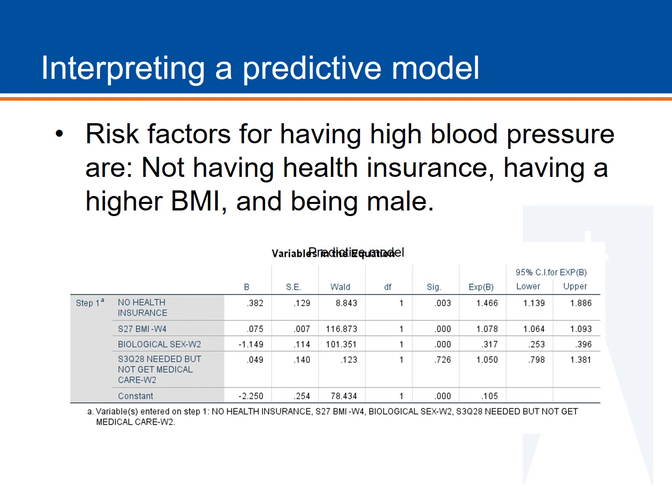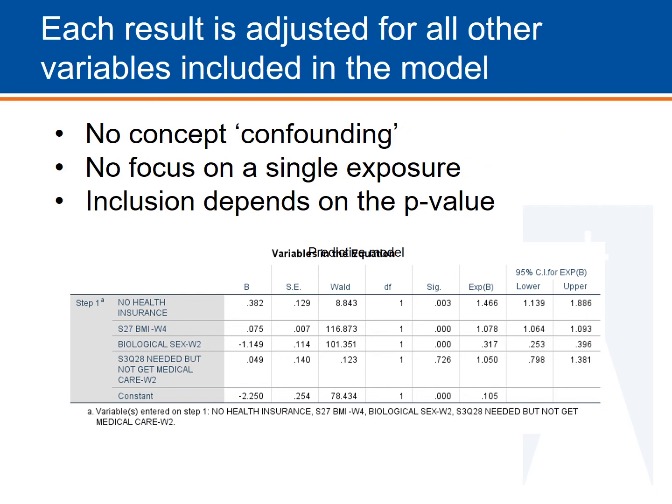The predictive model would keep all variables that are significant, and we would interpret the result of the model below as identifying risk factors that would go into our final model: not having health insurance, having a higher BMI, and being male. So, in summary, in a predictive model, there is no concept of confounding. All variables are adjusted for the others, but the concept of confounding is related to understanding a single exposure and outcome and whether that result is clouded or confounded by a third factor. Because there is no single focus on one exposure, inclusion in the model depends on the p-value in relation to the outcome, which also relates to building the best fitting model.